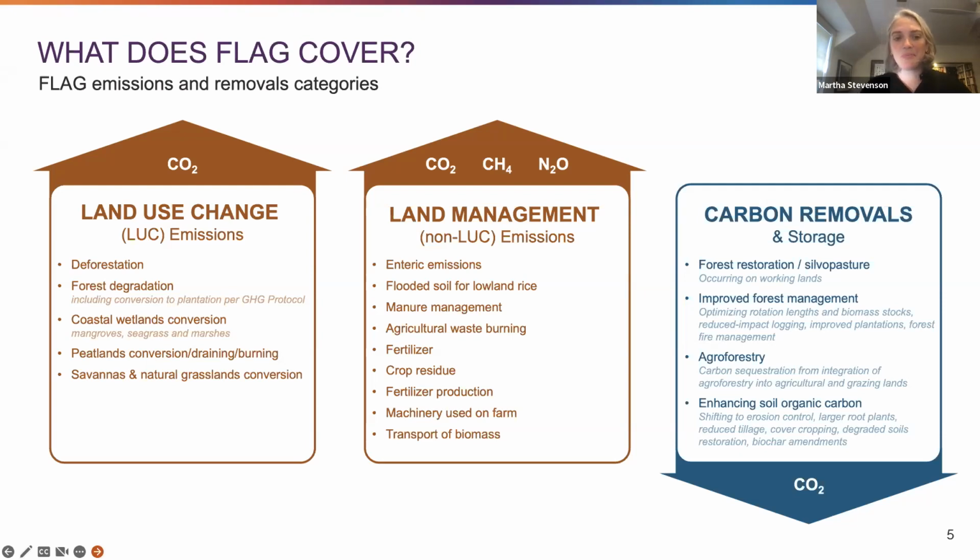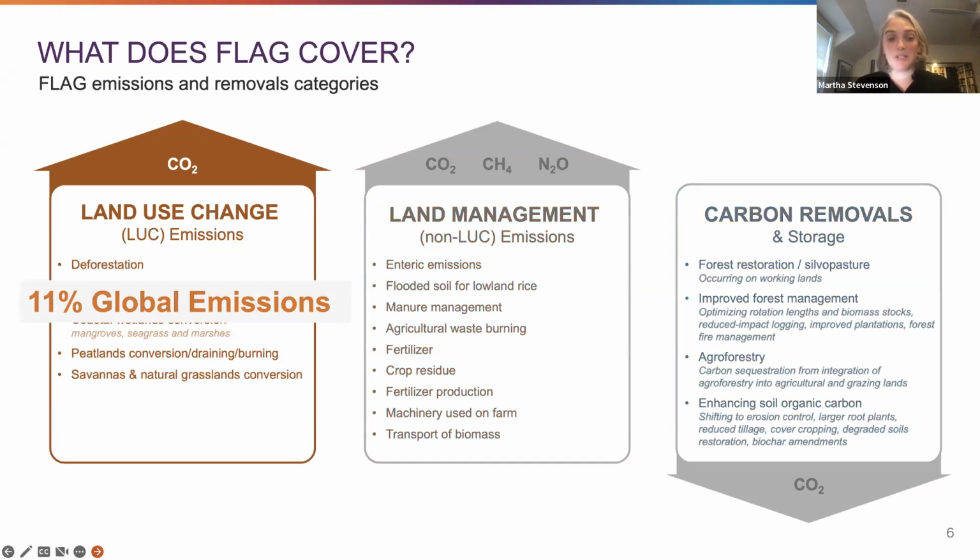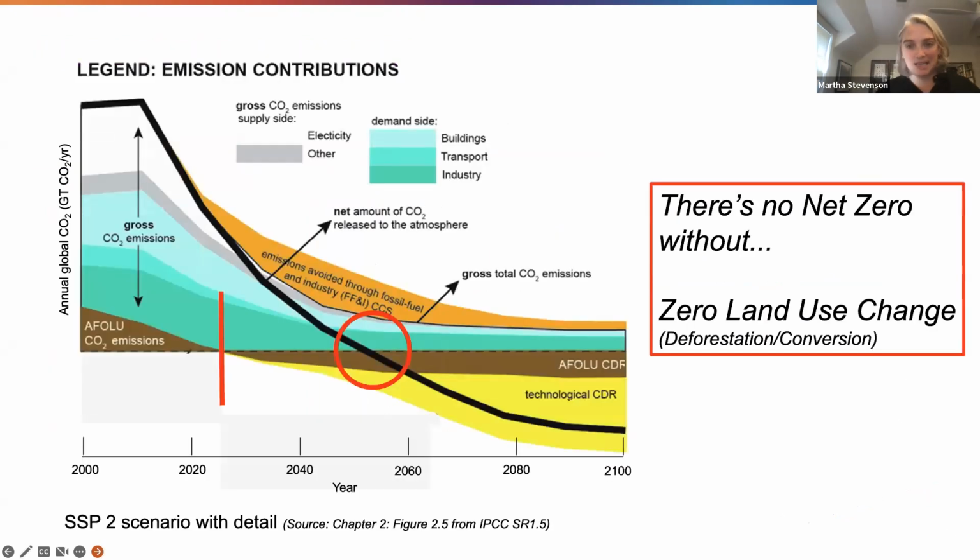Next slide. And when we look at all these opportunities, we see very clearly that land use change is one of the most important to get right and get right very quickly, as it represents half of this sector's contribution, which is 11% of global emissions every year.